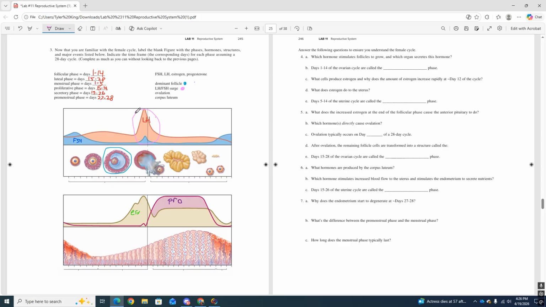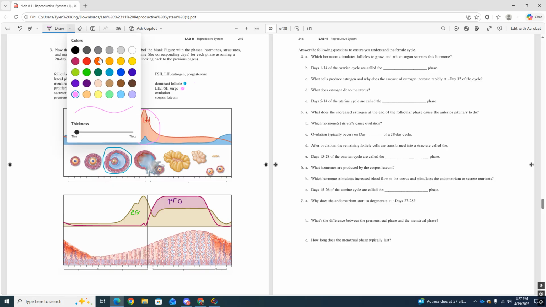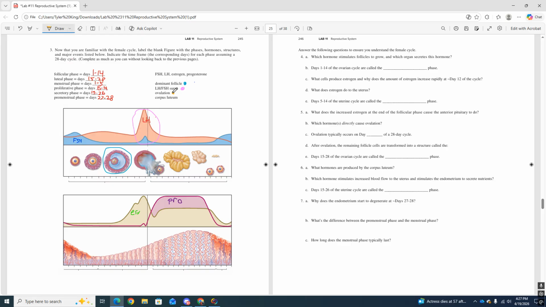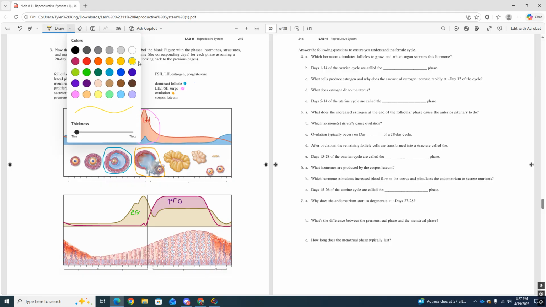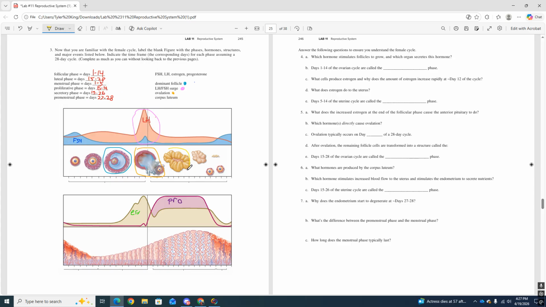And then we have ovulation. Ovulation, we will use the orange color. Ovulation is right here. And we have the corpus luteum, and just for sake of color, we're going to say the corpus luteum is here in yellow. That means yellow body in Latin. So those are the ones labeled here.